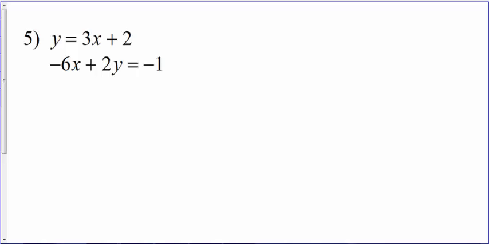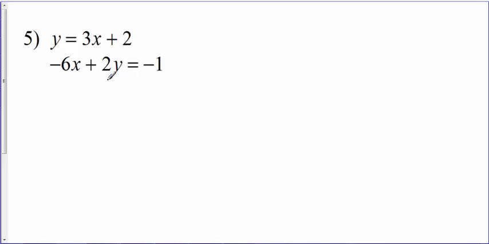Solving System of Equations by Substitution, Part 3. In the next two examples, we'll look at solving these two systems. One equation is in slope-intercept form. The other equation is in standard form.